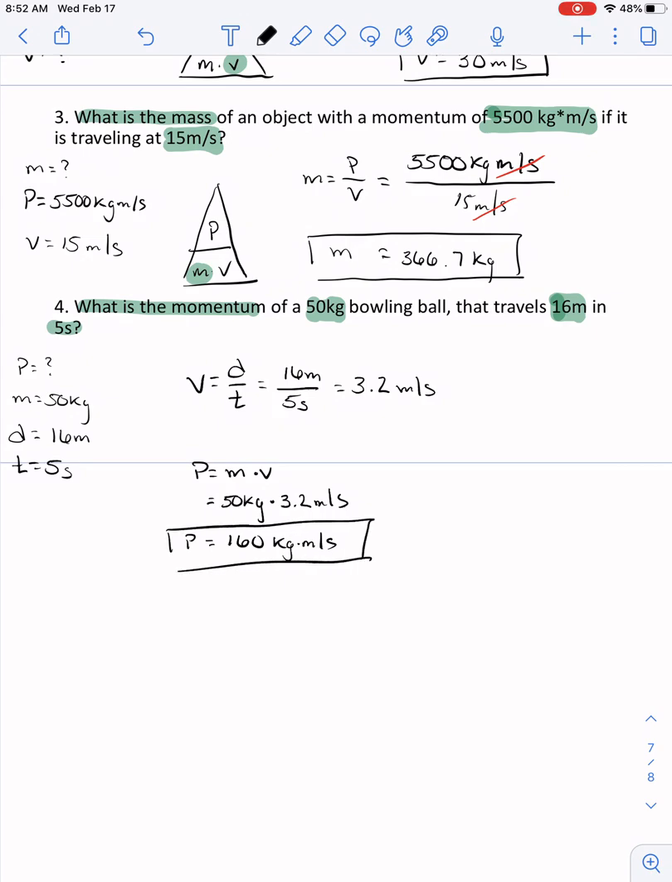So these are your example problems for Newton's second law, solving for force, mass, and acceleration, and for momentum problems. Remember, on your work, list out your variables, state the equations, substitute in, and give me answers with units in order to receive credit.